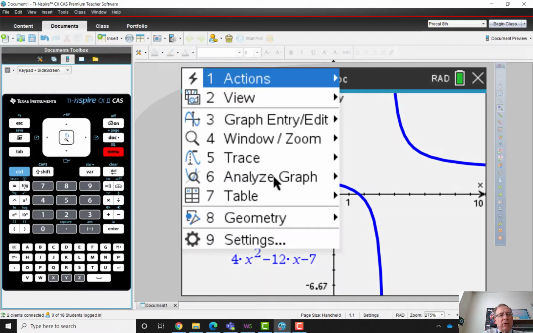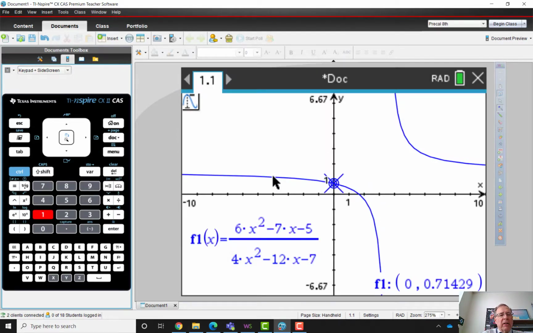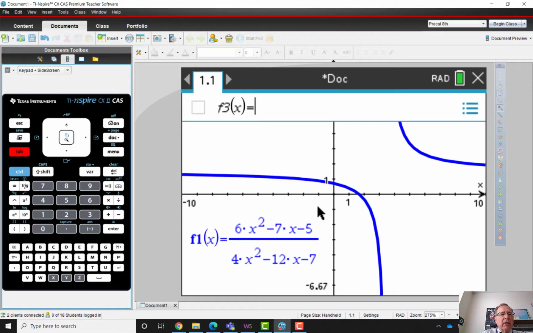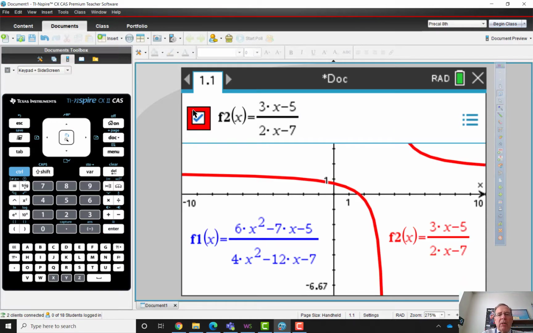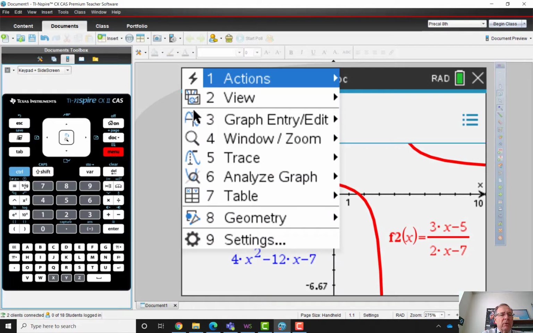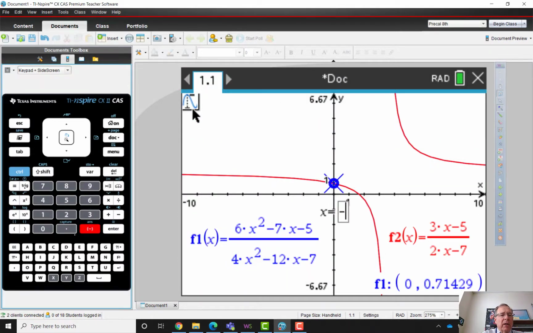So I'm going to go menu, trace, graph trace, -0.5, and we see that it's undefined. So there's actually a hole at x equals -1/2, and we could use our alternate function, which is this, to find out what the y value is. So menu, 5, 1, -0.5. Go down here, so -0.5 and whatever that is.